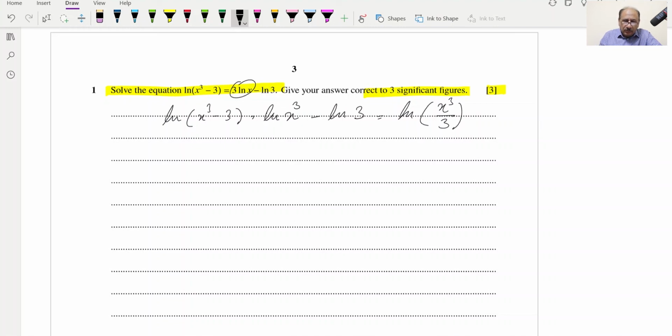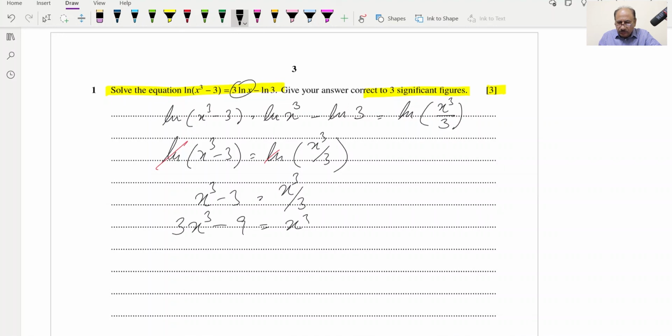Again we have applied the log rule, and now we got the equation x cubed minus 3 is equal to log of x cubed over 3, and we can remove log from both sides. So x cubed minus 3 is equal to x cubed over 3, and we can cross multiply, so we'll get 3x cubed minus 9 is equal to x cubed, and we can shift this x cubed to the side, so it will be 2x cubed is equal to 9, so x cubed is equal to 9 by 2.